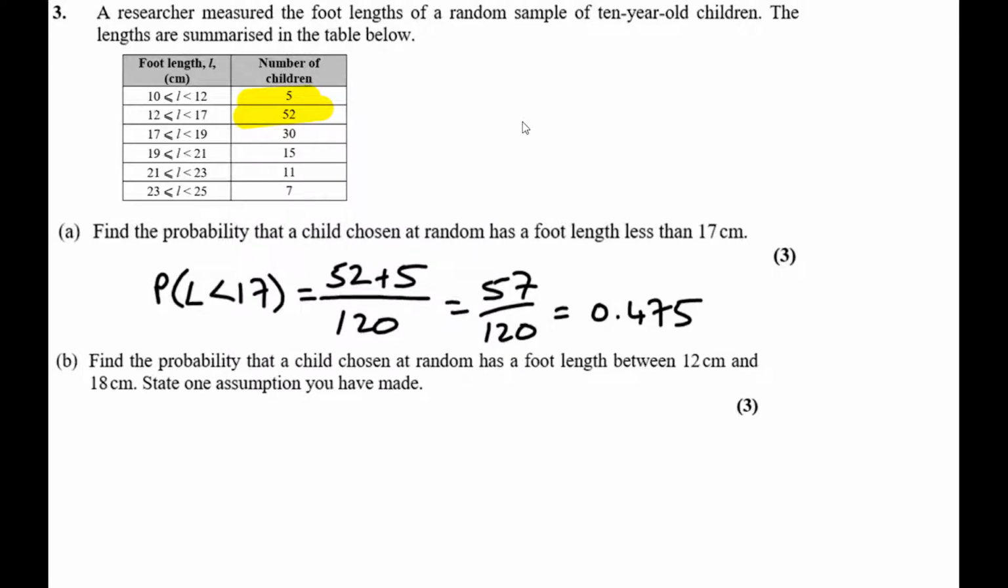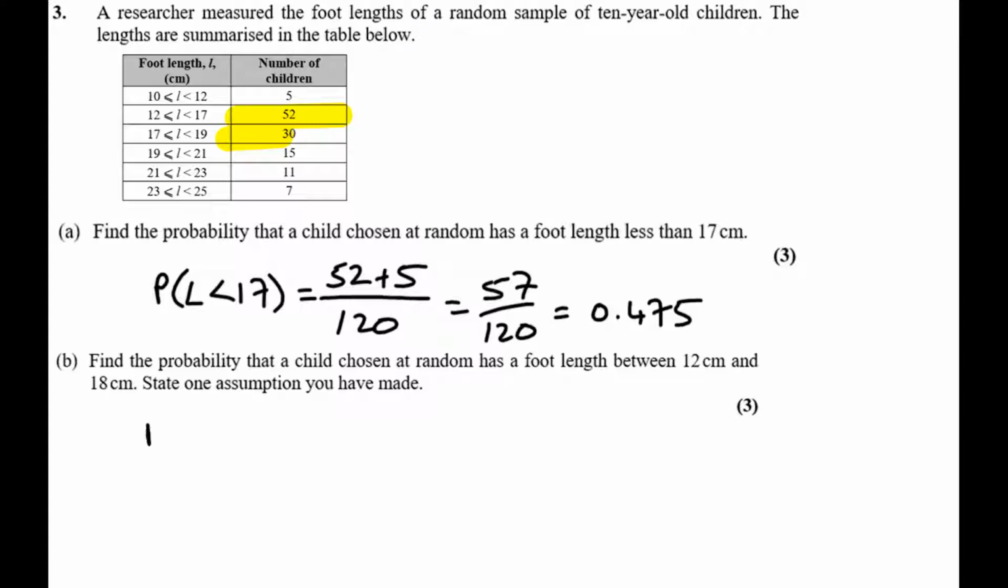Find the probability that a child chosen at random has a foot length between 12 centimeters and 18 centimeters. So once again, we want to try and just indicate exactly which ones we're talking about. In between 12 and 18, I'm definitely going to include these, but only some of the next interval. What's nice here is that 18 is exactly halfway between 17 and 19. So I'm going to want half of this group, just half of them, and half of 30 is 15.